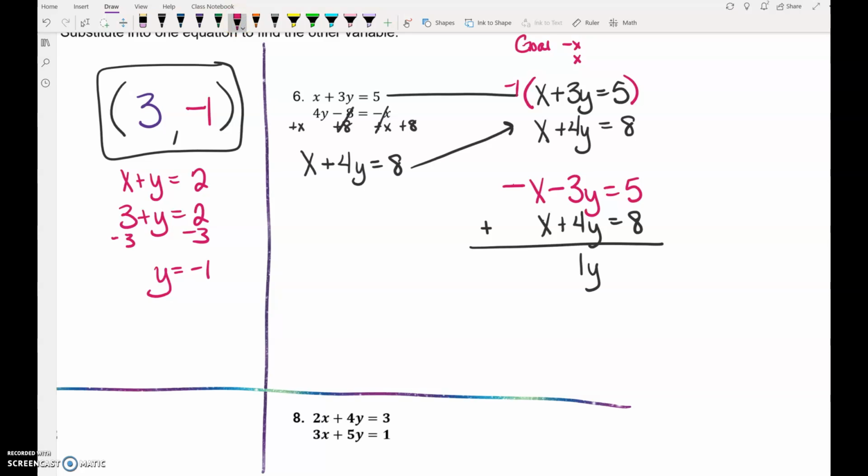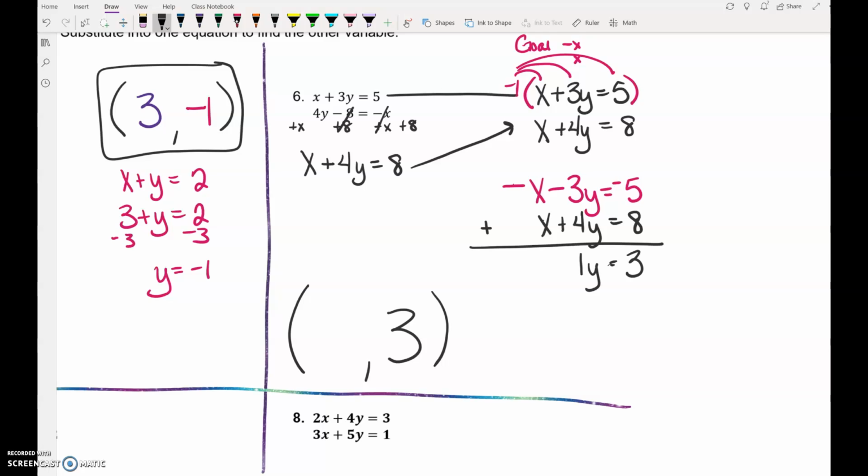By the way, this 5 should also be negative because the biggest mistake that people make with this is that they forget to multiply everything in that equation. So good catch by my class. That definitely needs to be equals negative 5. And then when we finish adding these together, negative 5 and 8 is 3. So we know that y is 3.